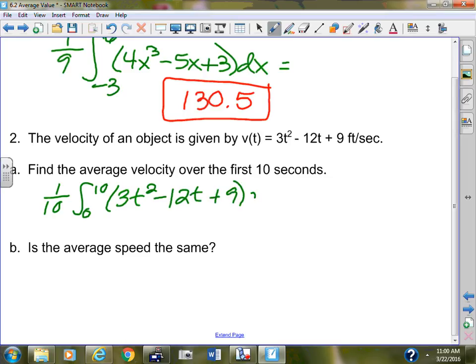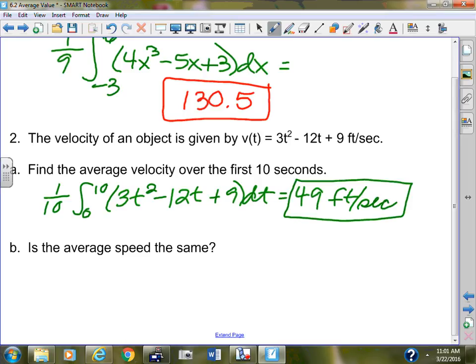And then the independent variable was t, so make sure you put dt here. All right, now at that point, put that in the calculator, and then it should spit out an answer of 49. All right, and this had units, which means my answer should have what units? Feet per second. All right, any questions?